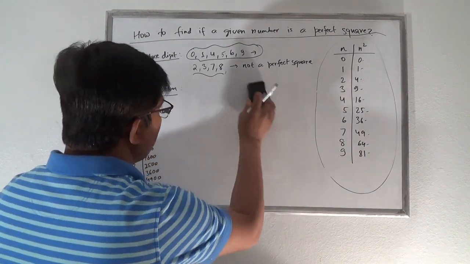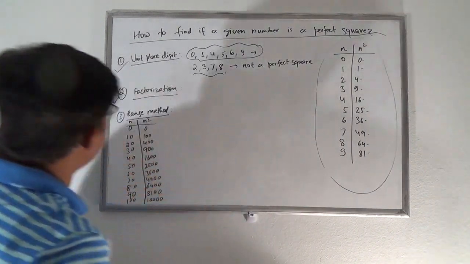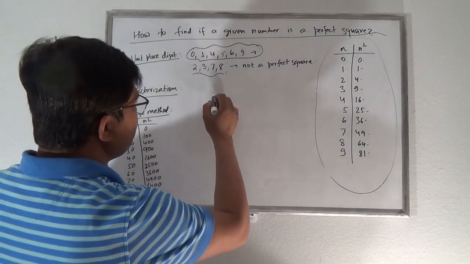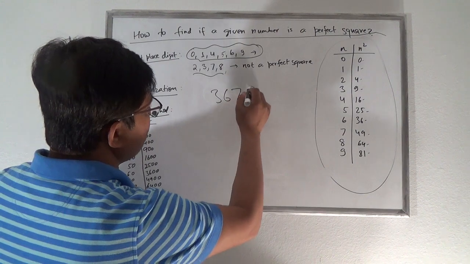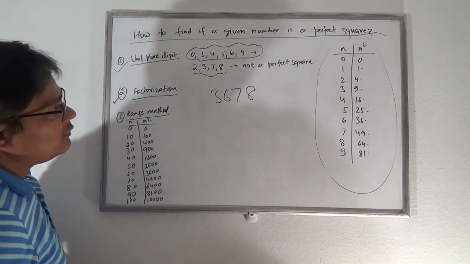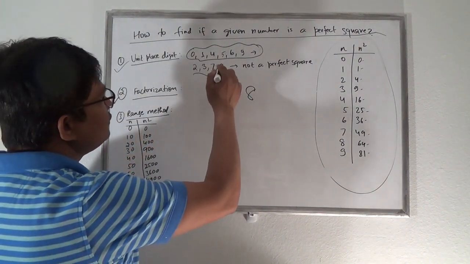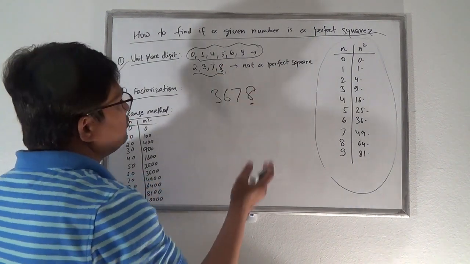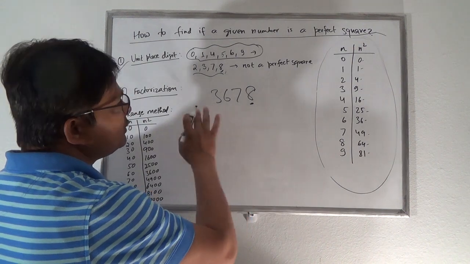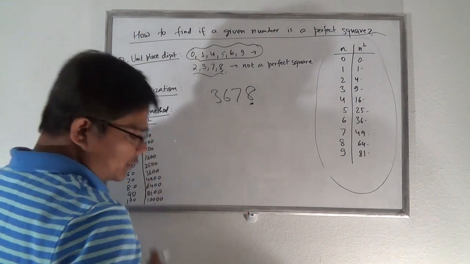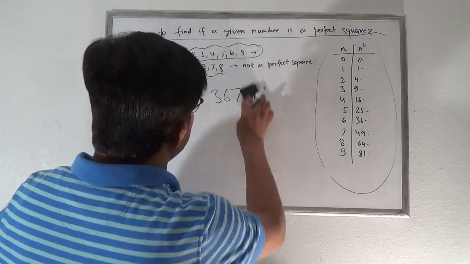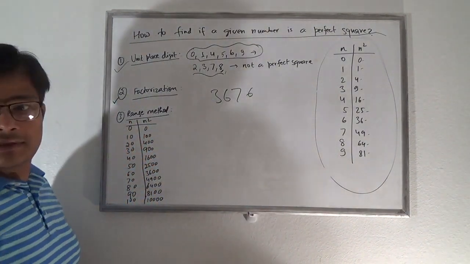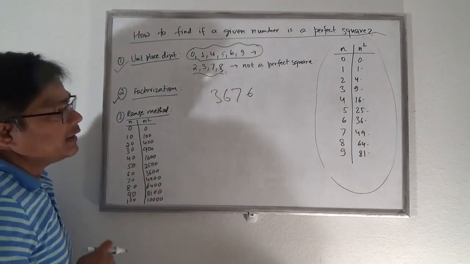These are small numbers, and we can use one of these approaches. If I give you some big number, 3678, is it a perfect square or not? Since you know that if 8 is at the unit place, it's not a perfect square, you can say without doing any factorization that it's not a perfect square. But what if I give you this number, let's say 3676? Oh, this is a big number. How are you going to find out?